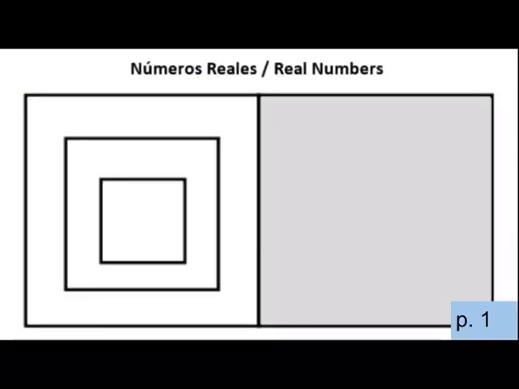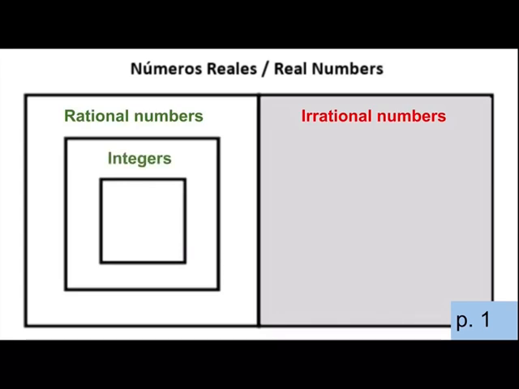Now we're going to put these terms, these vocabulary words, into a graphic organizer. In the gray section, we have irrational numbers. In the white section, we have rational numbers. So within those rational numbers, we have integers, which could be positive or negative. If they're just positive, they're called natural numbers.